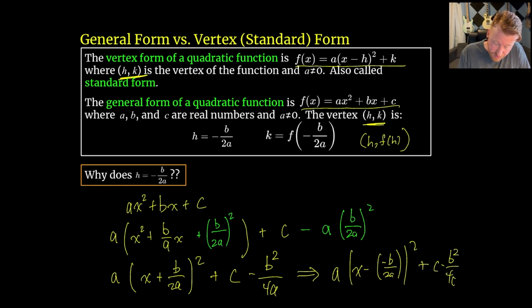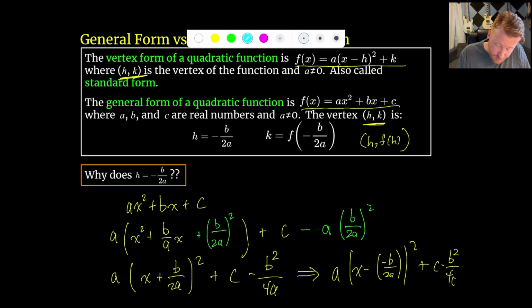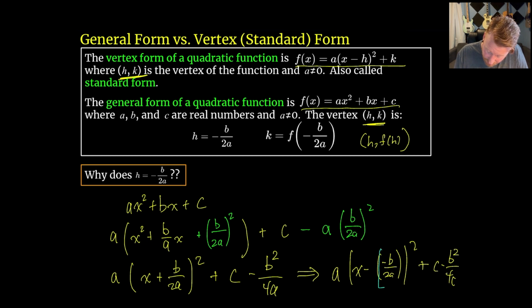But really what we see here is that by forcing this to be in the vertex form, the vertex must be negative b over 2a. We could also see that the k must be this value over here, but it's typically a little bit easier to just plug whatever negative b over 2a is back into your function and solve from there. So just a little reason for why that h value is negative b over 2a.